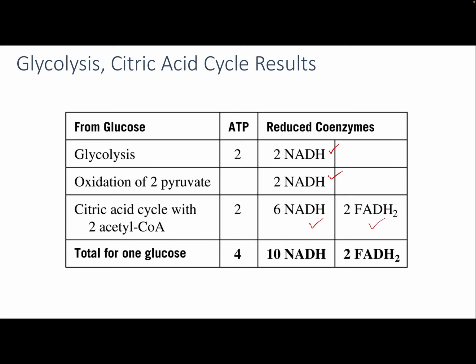There were also 2 NADHs, or FADH2s. So every glucose produces 10 NADHs and 2 FADH2s on top of the ATPs that are made directly. So we already have 4 ATPs. These guys have to go on to make more ATPs.